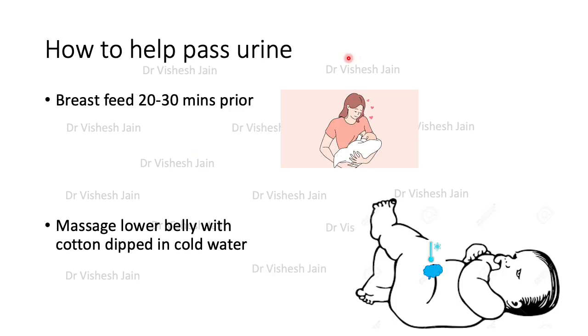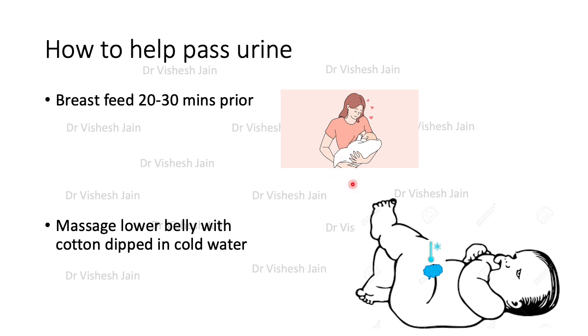Taking a sample in a toilet-trained baby who can pass urine on demand is pretty easy. But what do we do in patients less than 1 year of age who do not pass urine on command? There are a few tricks that we can use. In babies less than 6 months of age, the mother can breastfeed the child approximately 30 minutes prior to sample collection so that the child is hydrated and more likely to pass urine.